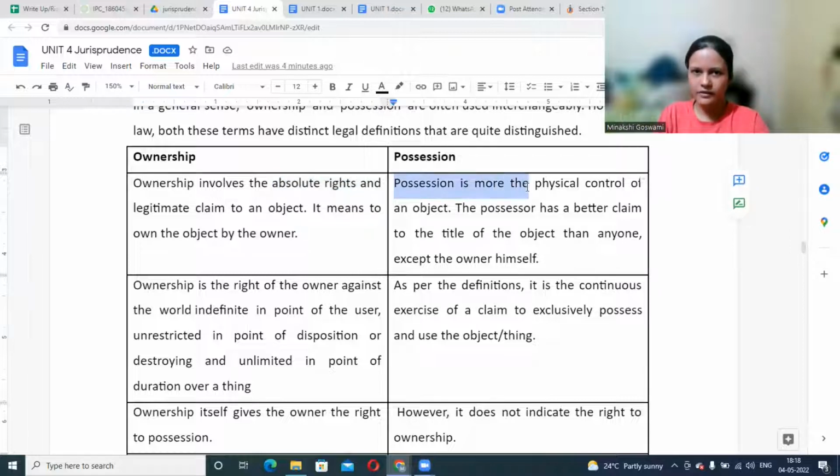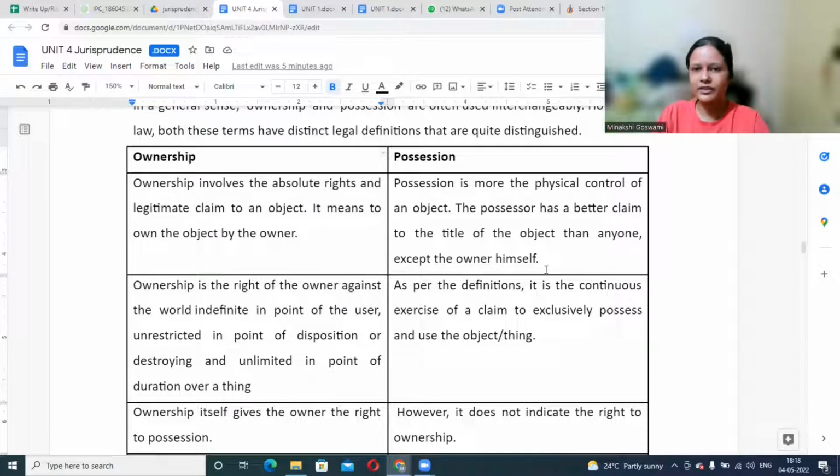Possession is more the physical control of an object. The possessor has a better claim to the title of the object than anyone except for the owner himself. Ownership is superior. Possession comes after that. After that, only the remaining people come. So if there is an owner of an apartment who has given keys of his flat to an agency for the interiors, that particular agency has better rights as compared to other people, right? They can go there, they can do their work, they can lock it and then they can come back, right? So as compared to other remaining people, they have better rights, but not better than the owner. The owner has the absolute right over it.